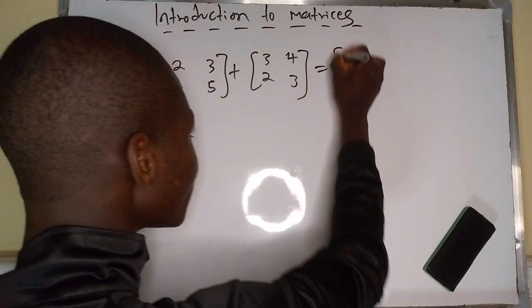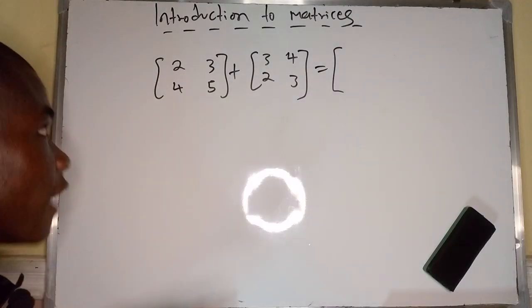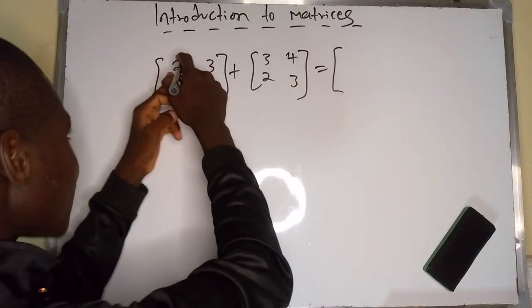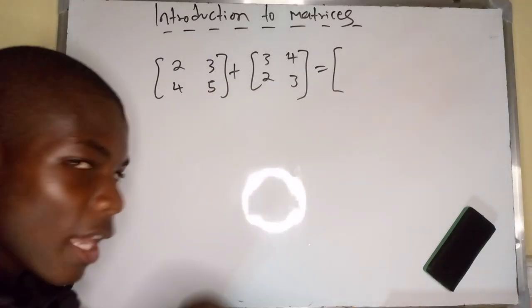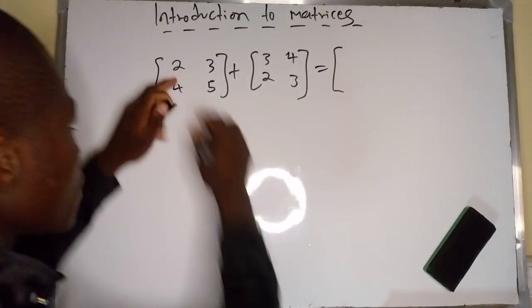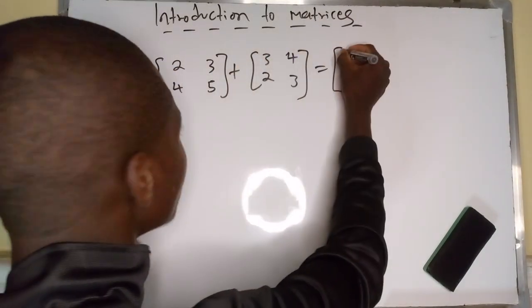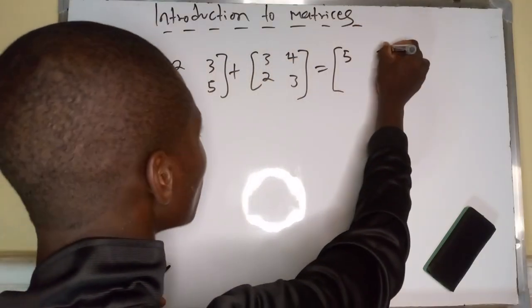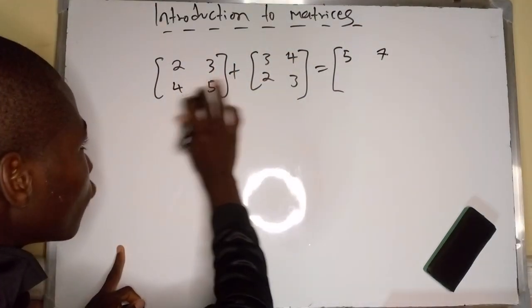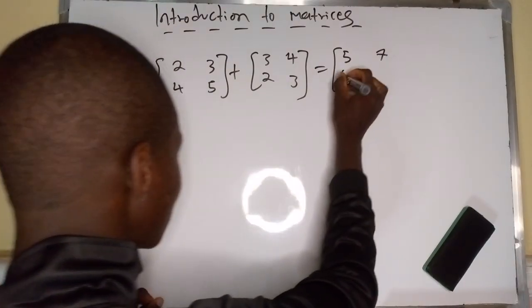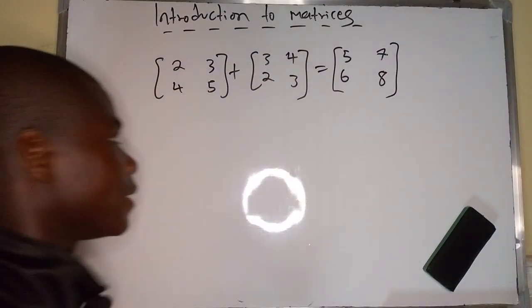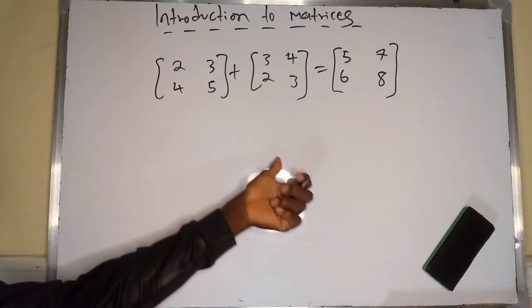If I'm going to add these matrices, each and every element inside the row and column should add with the same row and column. For instance, 2 plus 3, which is 5. And 3 plus 4, which is 7. And 4 plus 2, which is 6. 5 plus 3, which is 8. So this is the addition of matrices.